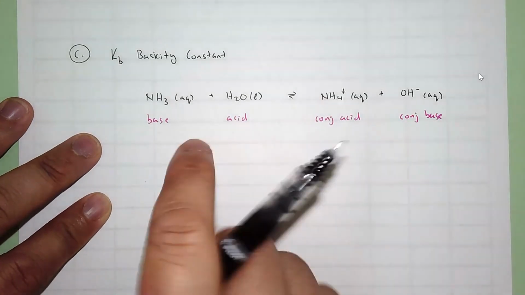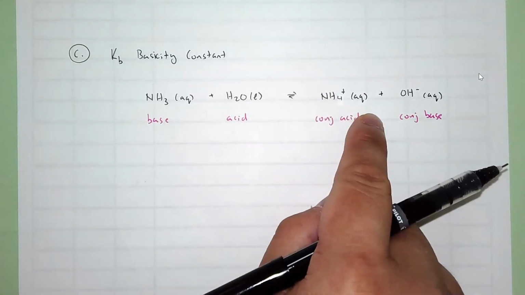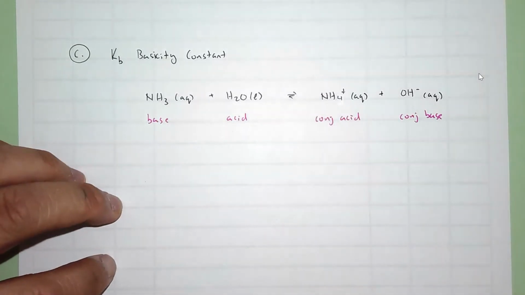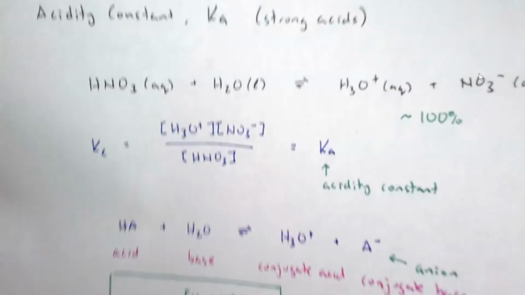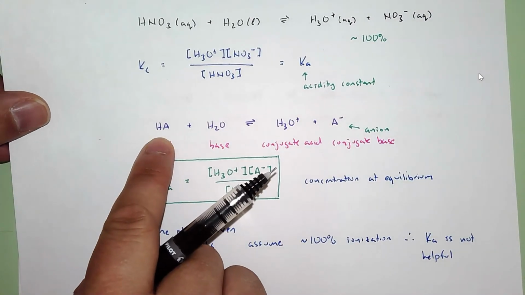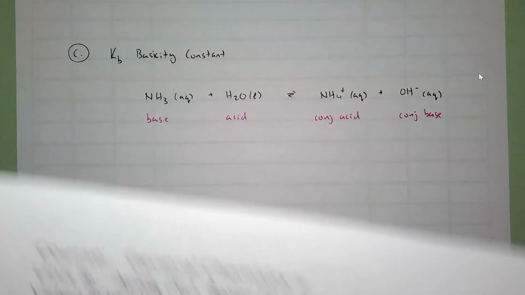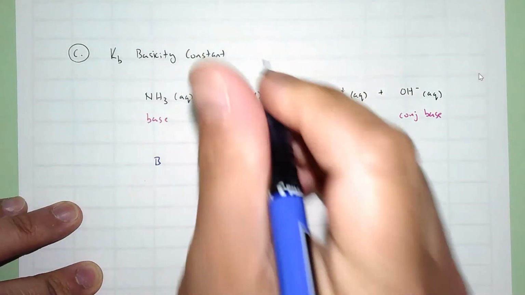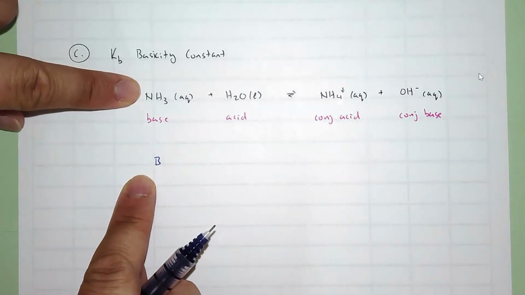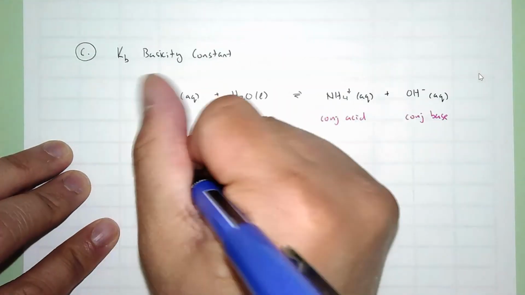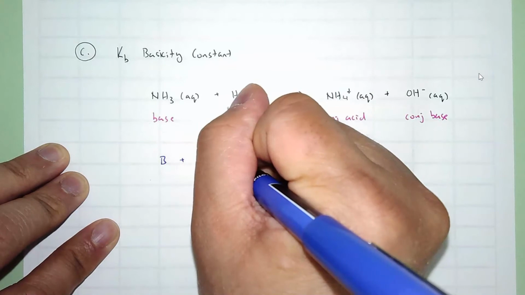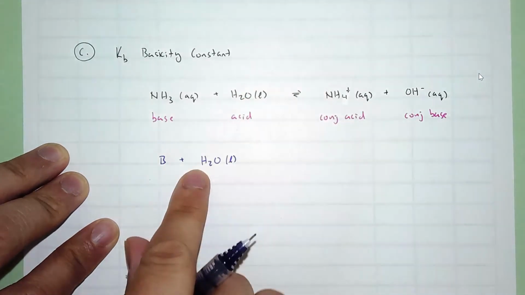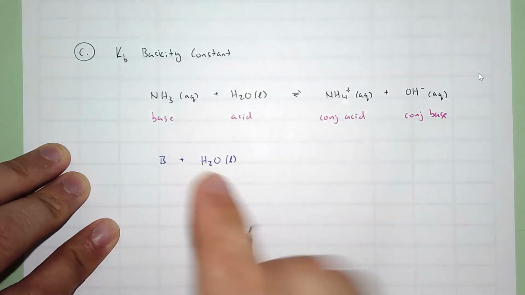Okay, so I could write the Kb expression for this equation here, but why don't I generalize it just like we generalized the acid as HA? How do we generalize a base? We'll call it B for base, and we'll have it neutral, just like ammonia, plus water. Okay, that's liquid again. It doesn't belong in the equilibrium expression.